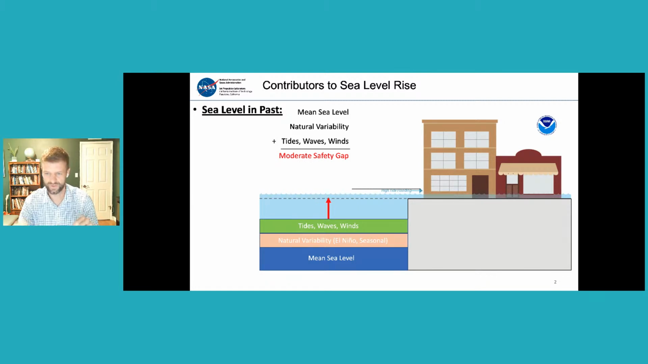And coastal communities around the world were built with an understanding of where this foundation of sea level, plus that natural variability from tides and winds and other things like that, typically pushed sea level at any given time. So there was a safety gap that was considered for these coastal communities. They ensured that they wouldn't see frequent flooding, they wouldn't have a problem.